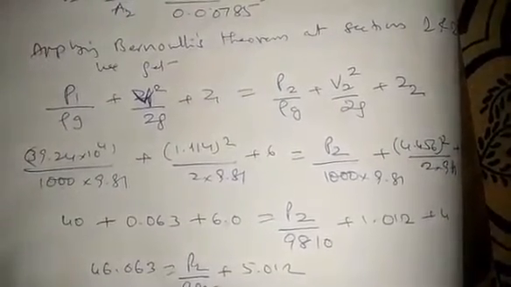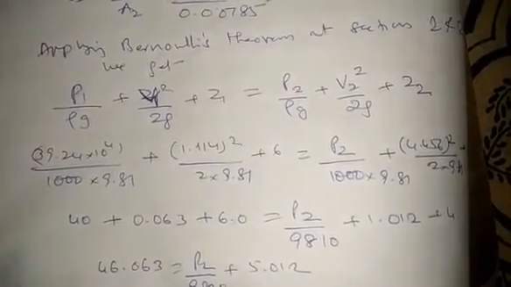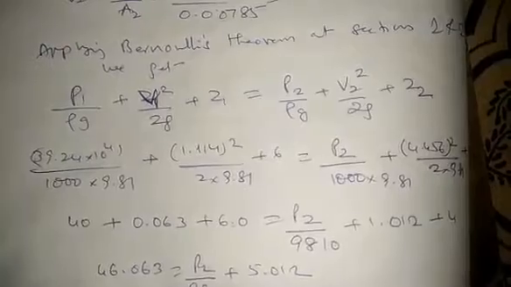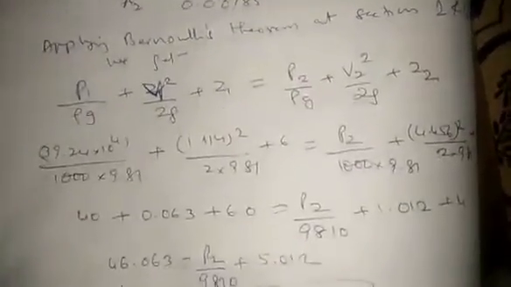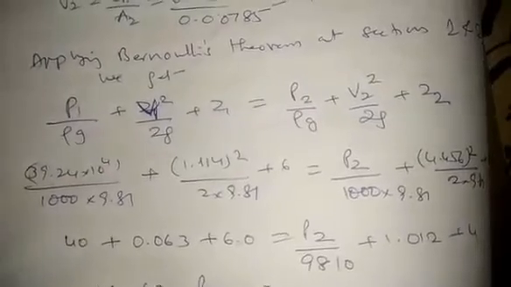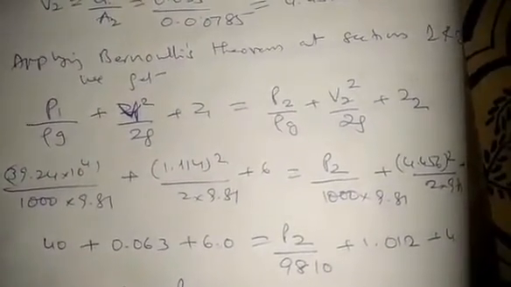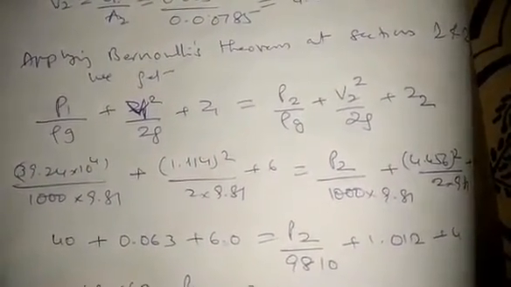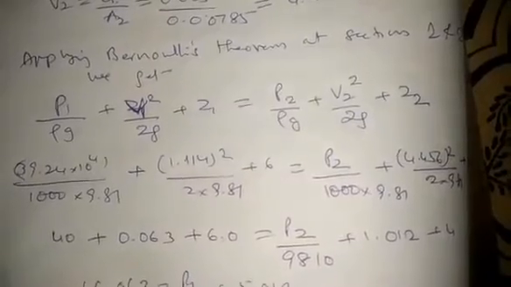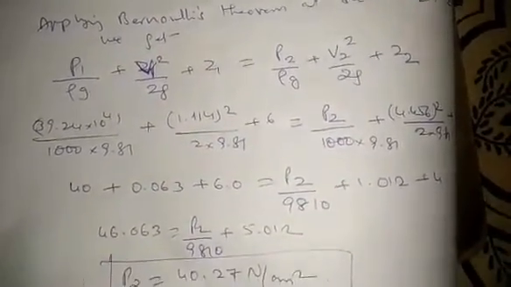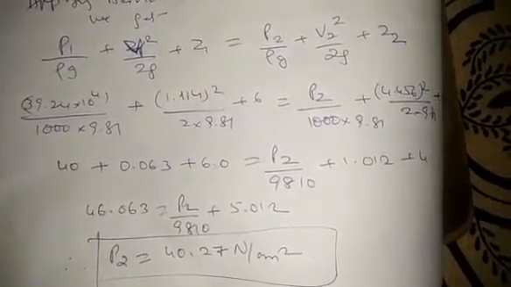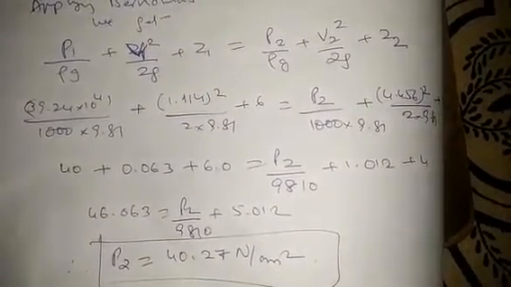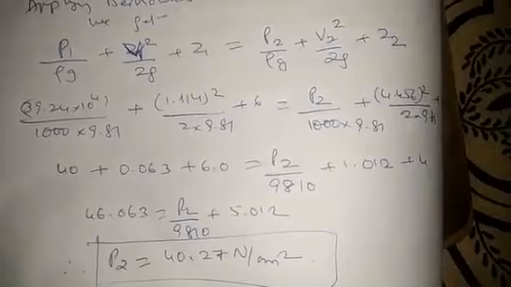So substitute all the values. P1 you know, and rho water, the density is 1000. Then similarly V1 is also known. Then Z1 is 6. Similarly P2 you need to find out. So the rest of the things are known. You substitute in this equation, and once you substitute, you'll get the value of P2. The value of P2 from this equation is 40.27 Newton per centimeter square.